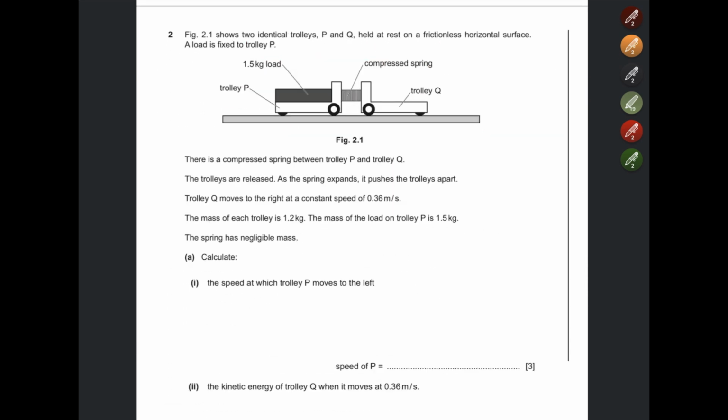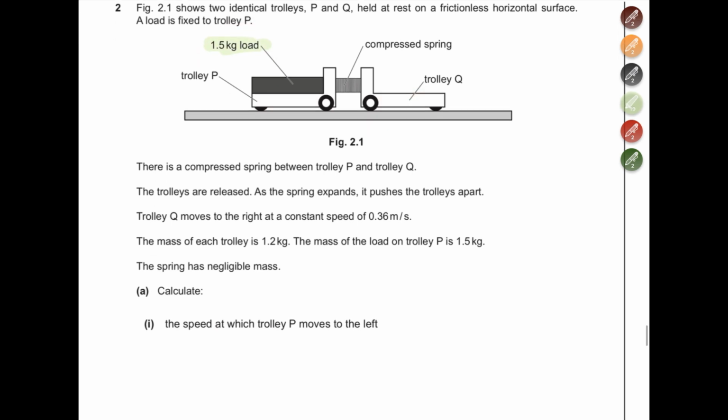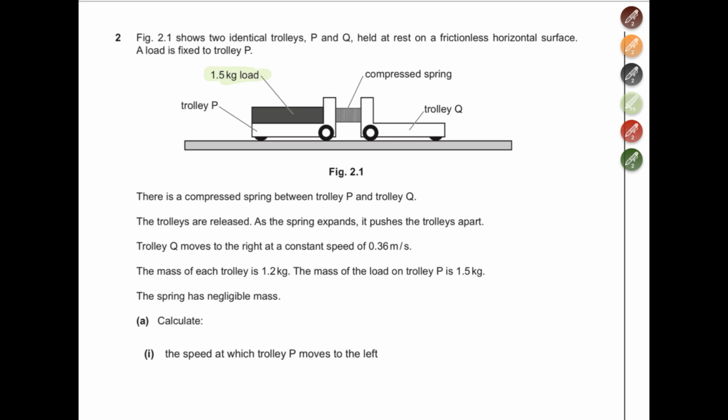Figure 2.1 shows two identical trolleys, P and Q, held on a frictionless horizontal surface. A load is fixed to trolley P. So we have two trolleys, P and Q. Trolley P has a load of 1.5 kilogram. Now there is a compressed spring between trolley P and trolley Q. The trolleys are released. As the spring expands, it pushes the trolleys apart. They move in opposite directions.